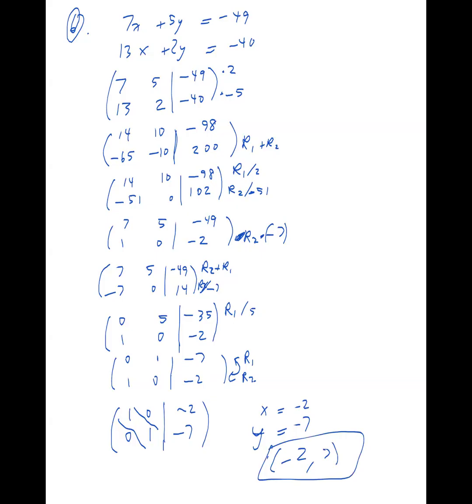Okay, then let's do number 7. Number 7 says to evaluate the determinant, negative 3, 8, 9, 2.